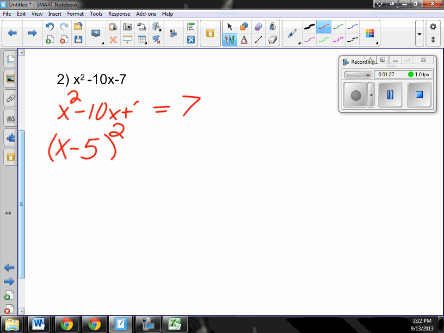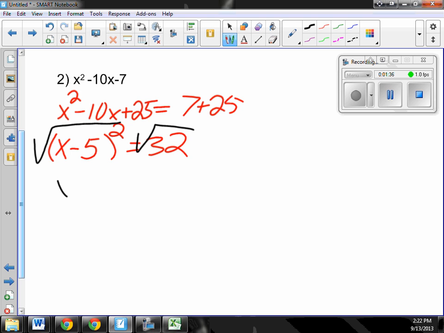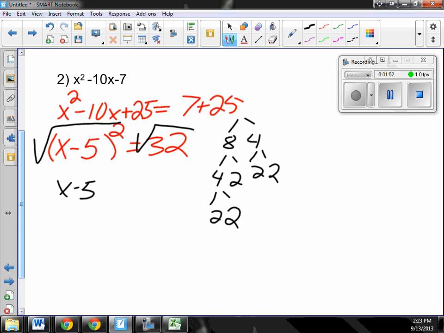Add 25. Add 25 equals 32. Now I square root x minus 5. Does 32 square root? No, but we can reduce it. So 32 is 8 and 4, 4 and 2, 2 and 2, 2 and 2. What can I pull out? 2 sets of 2.